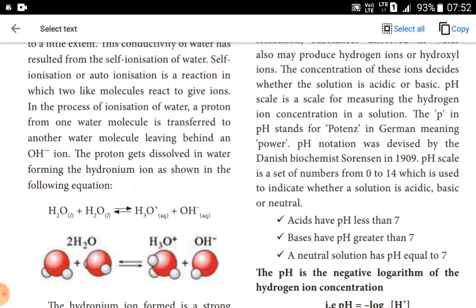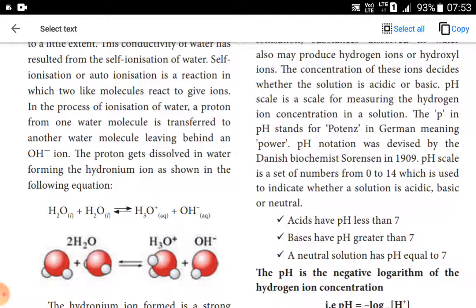So the first H2O in liquid form dissociates into H plus and OH minus. And this H plus combines with the other H2O reactant to give H3O plus, the hydronium ion, leaving OH minus. So two charged particles are formed, a cation and an anion.